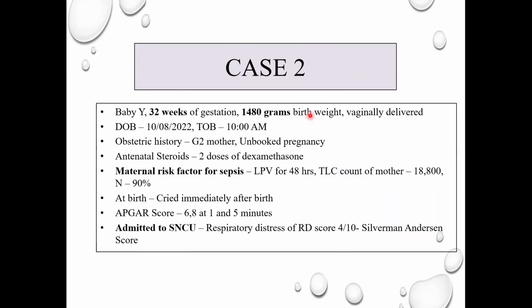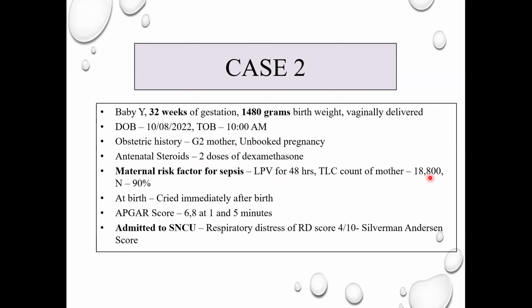Okay, now we will see another case scenario. This is a preterm baby. This baby is 32 weeks of gestation with 1480 grams birth weight, so it is a VLBW baby, born on August 10th, 2022, time of birth 10 a.m. The mother is gravida 2, unbooked pregnancy, and received 2 doses of antenatal steroids. The mother has leaking PV for 48 hours.